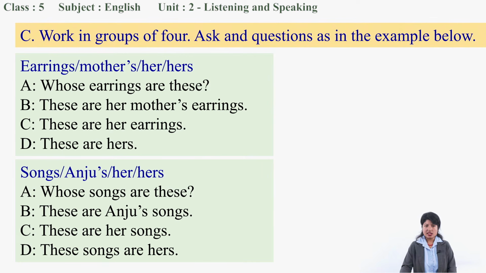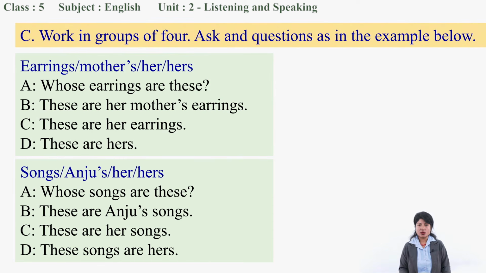Okay, so here, whose earrings are these? These are her mother's earrings. Okay, the same thing can be expressed by another person, like these are her earrings, these are hers. The next clue is songs, Anju's, her, hers. So the question can be asked, whose songs are these? B. These are Anju's songs, and these are her songs. These songs are hers. Okay, alright.